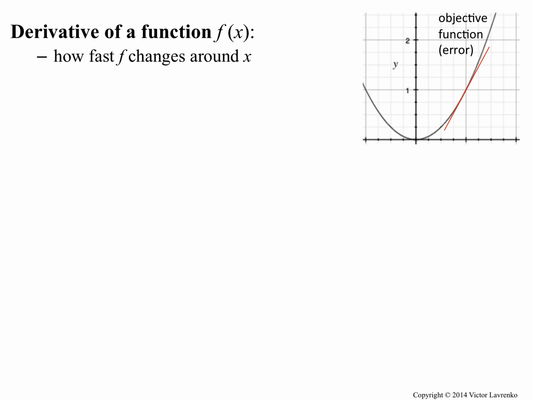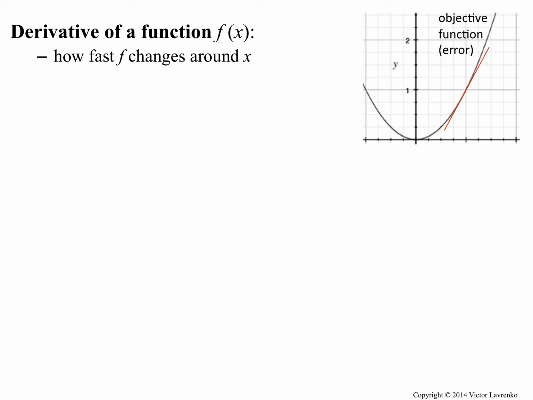So if you've got a function, there are several ways to think about the derivative of a function, right? The first, the one that immediately comes to mind, is the slope. That tells you how quickly the function is changing around a particular point.